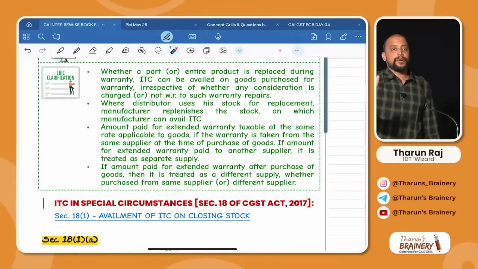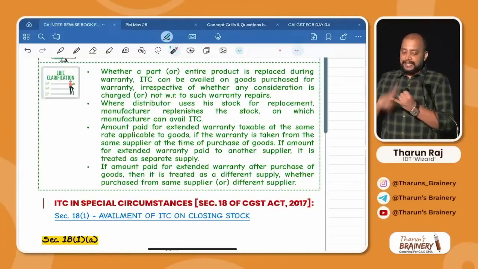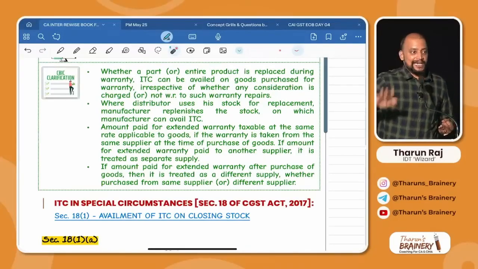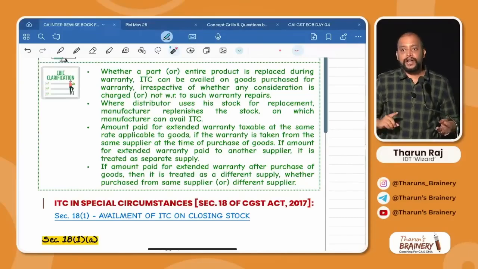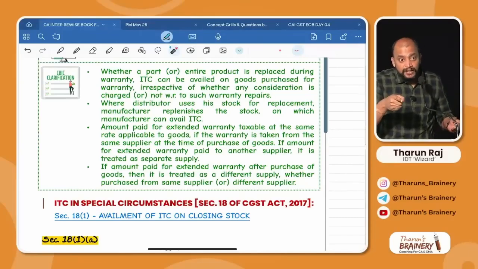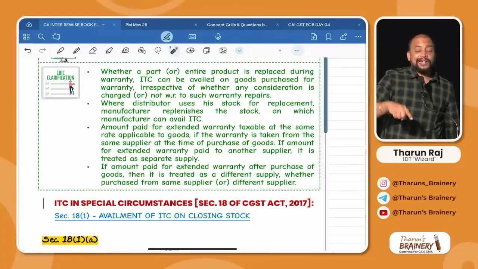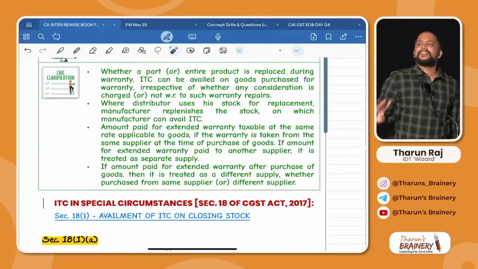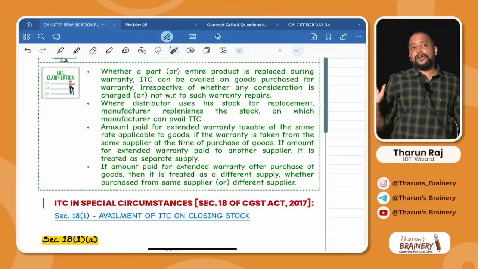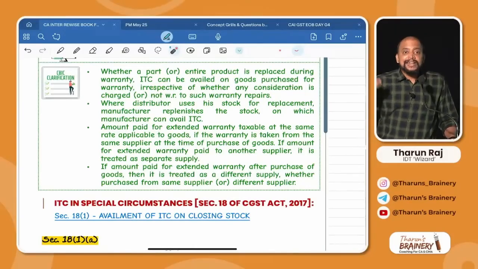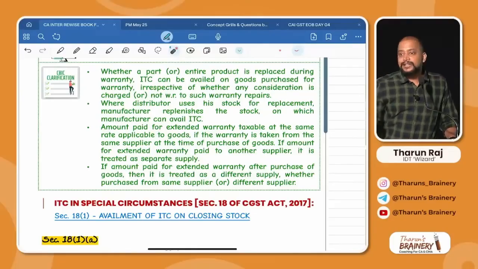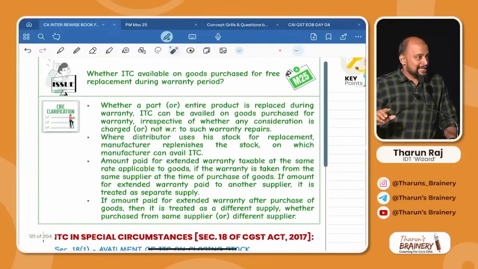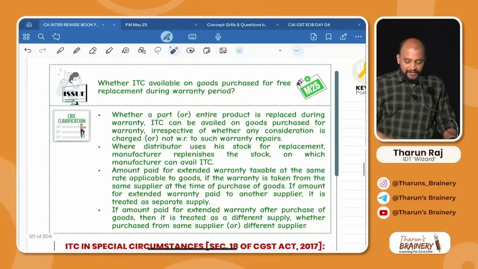You can easily remember just one point. Same supplier, same time, principal supply, the product rate will be taken. Any other case means what? Same time, different supplier, or different time, same supplier, or different time, different supplier. Is it clear? In all other three cases, it is not a composite supply. We will take the rate applicable to the warranty only. Now, this is the latest amendment that they have added for the May 25 exam.